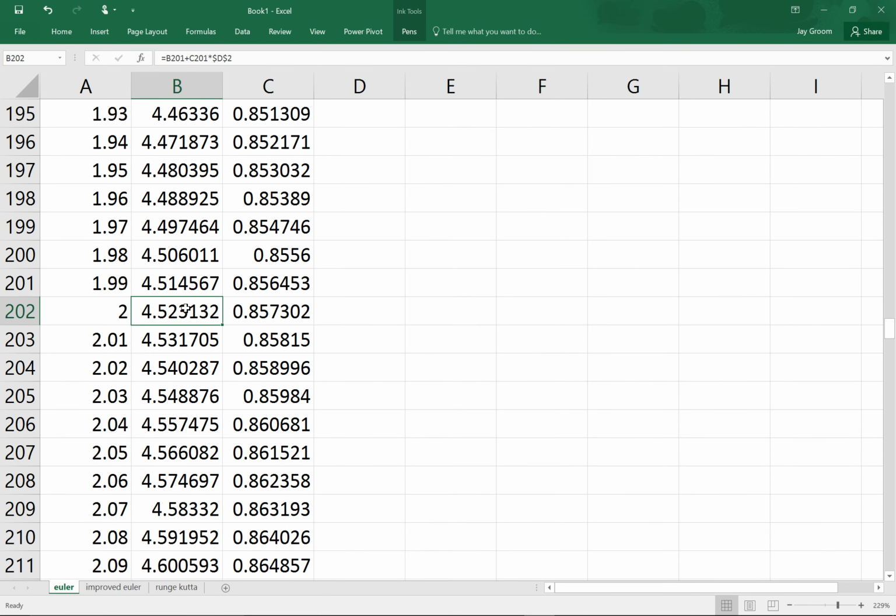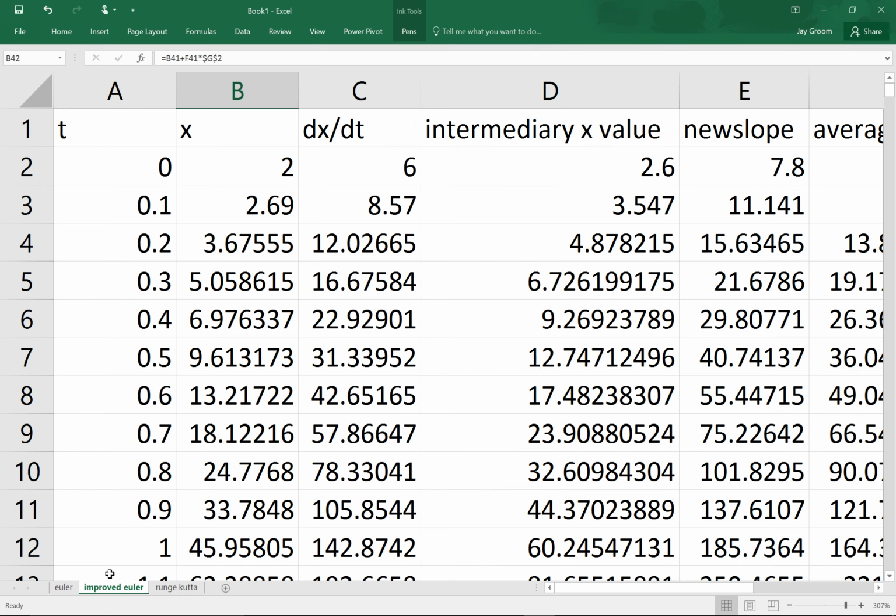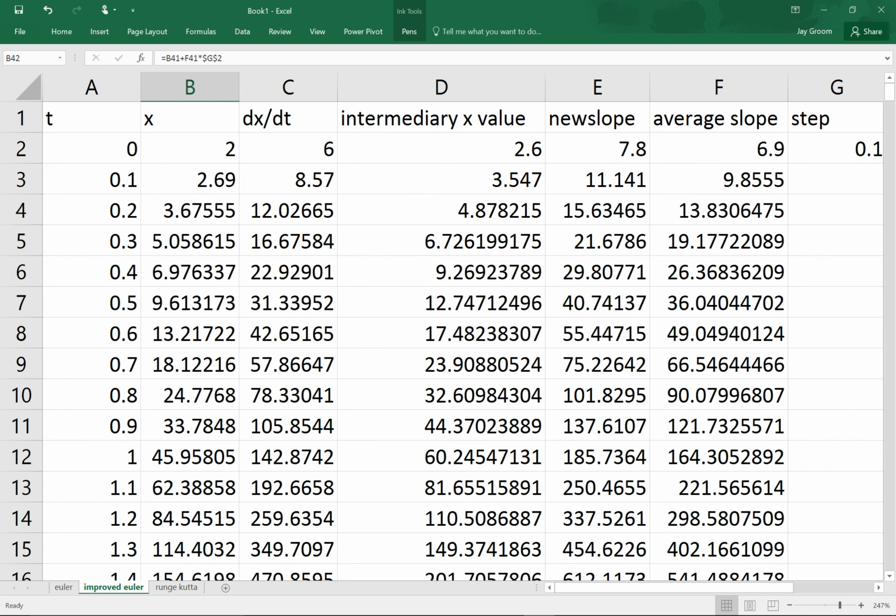4.523. Okay. Now in improved Euler, it's the same basic premise. The difference here being is I'm going to have to tweak a few things, obviously. So I'm going to put this back to 0.01.